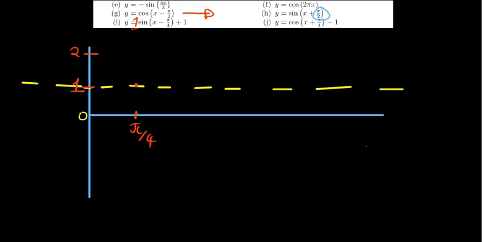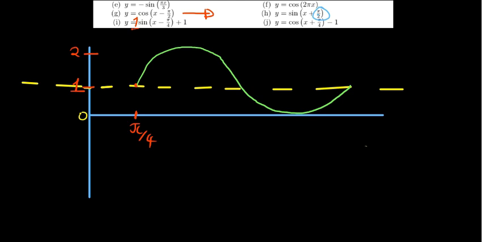Let me put it properly here. Why is it coming out like that again? Yeah, something like that. Yeah, so it started at pi over 4, and so you know that.